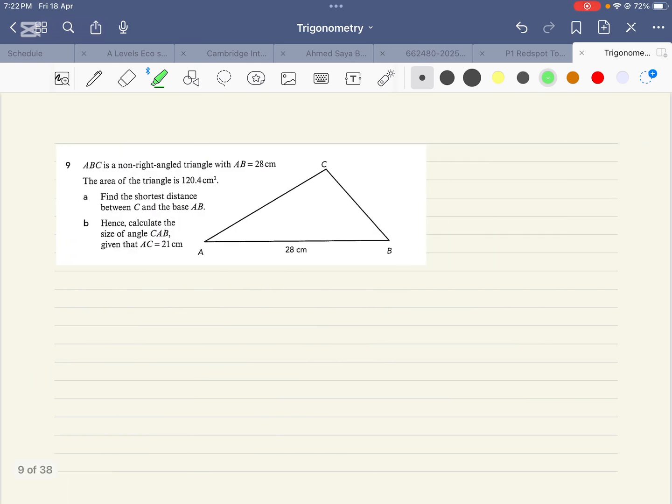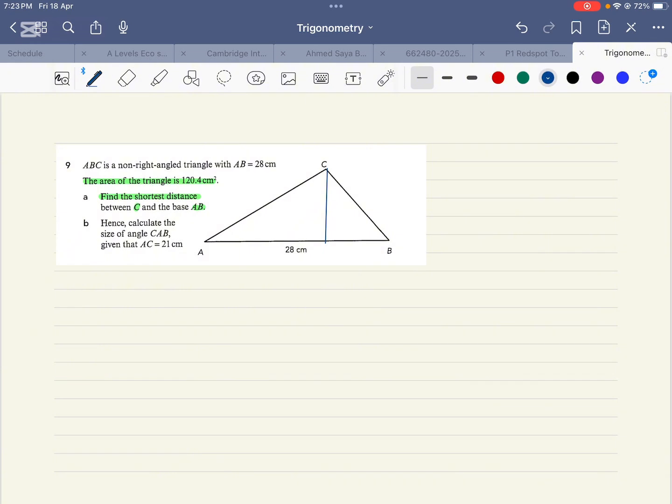Moving forward to another question. ABC is a non-right angle triangle with AB equal to 28. The area of the triangle is 120.4. Find the shortest distance between C and the base AB. Shortest distance means the perpendicular from C to AB. You will drop a perpendicular from C to AB. Here you will have a 90-degree angle and this will be the perpendicular.